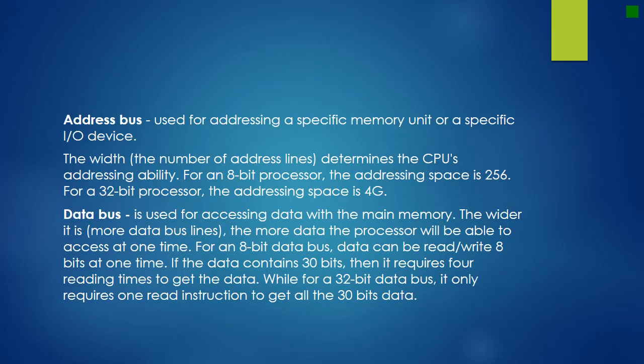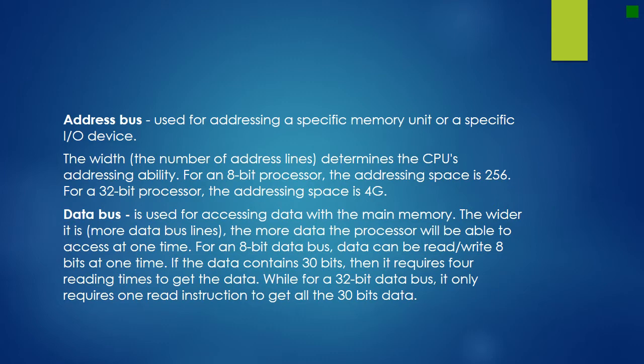To define the functions of each bus, we have the address bus. This is used for addressing a specific memory unit or a specific I/O device. The width, or the number of lines, determines the CPU's addressing ability. For example, for an 8-bit processor, the addressing space is 256, which is 2 raised to 8, or 2 to the n for n bits. For a 32-bit processor, the addressing space is 4 gigabytes.